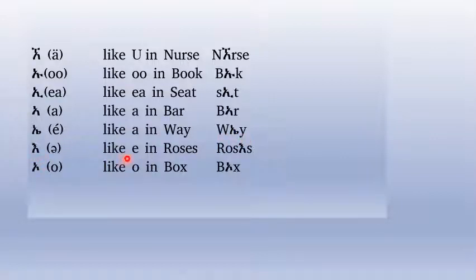E like e in roses, roses. O like o in box. B, O, X, box. U, E, R, A, O are easy.